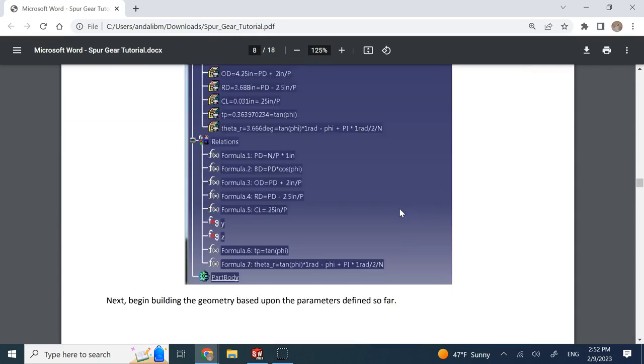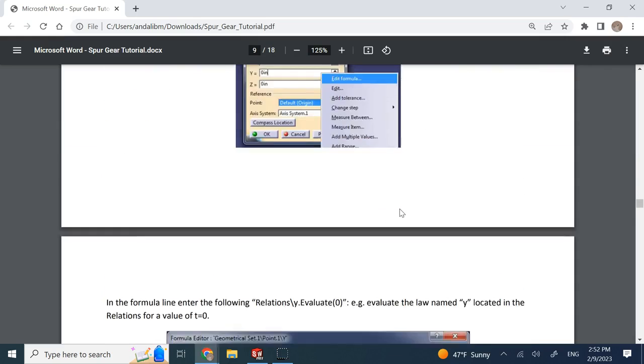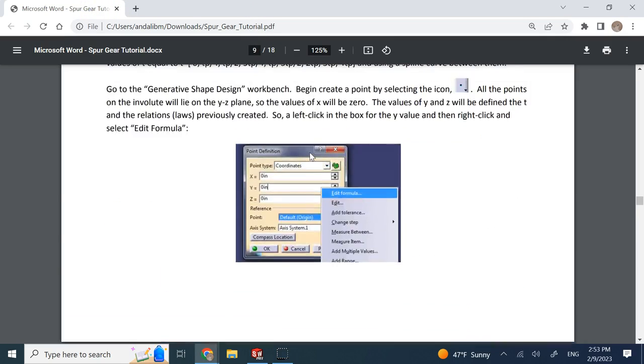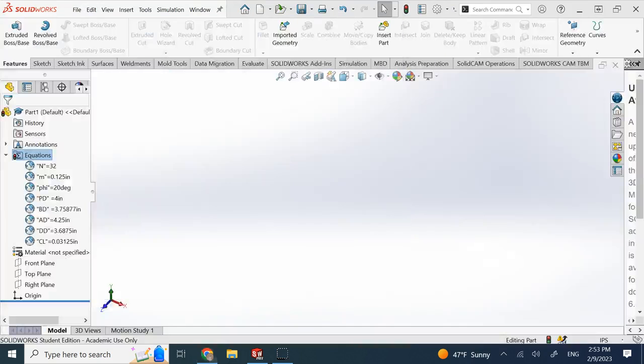So you can create all of the points for the involutes, which you can see here, and then you can connect them with a spline. Now this is how you do it in CATIA. In SolidWorks, instead of creating these points using the functions and then connecting with the splines, there is the equation driven curve that you can basically apply.